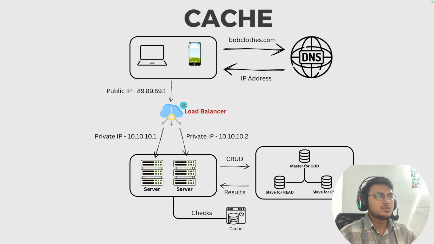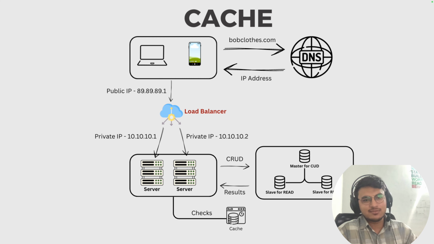Okay, let's suppose you are going to Amazon, and out of 10 times, 8 times you are just seeing a particular watch. So every time they don't have to go to the database, they can store that particular thing in cache memory only.